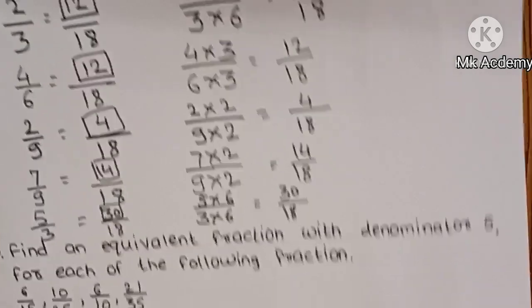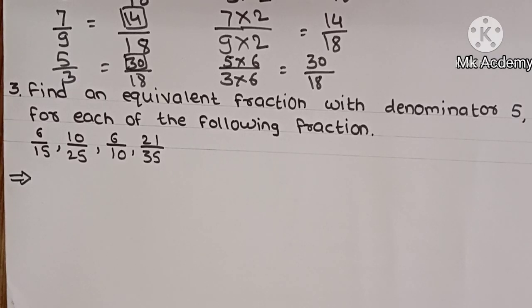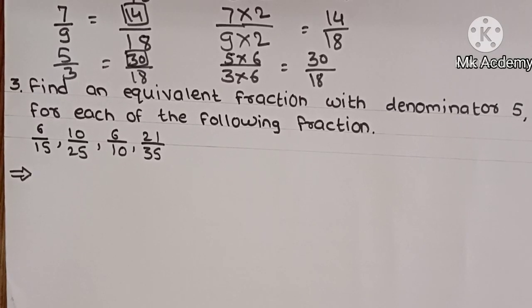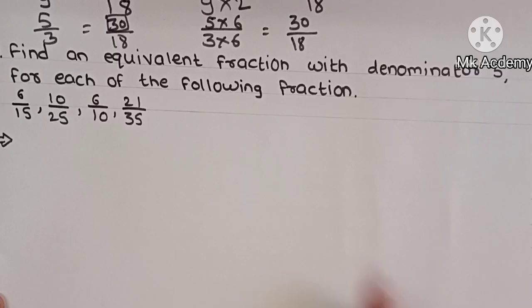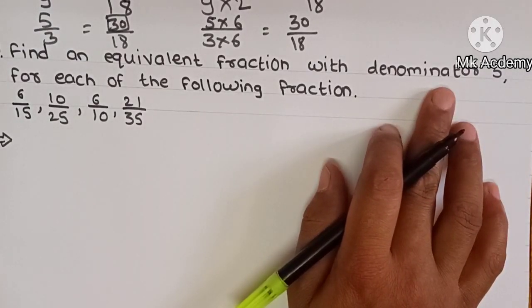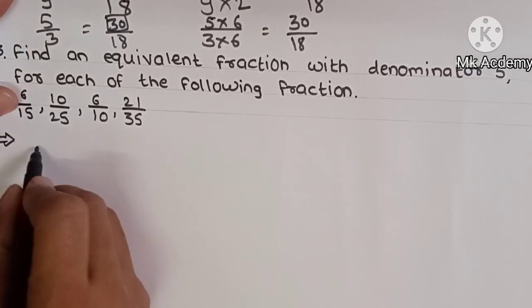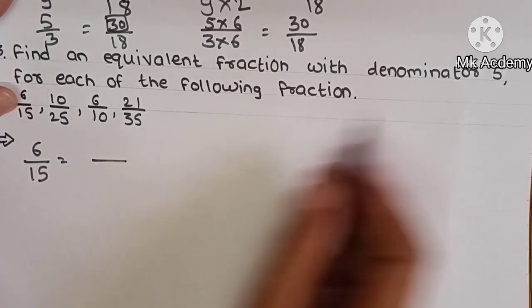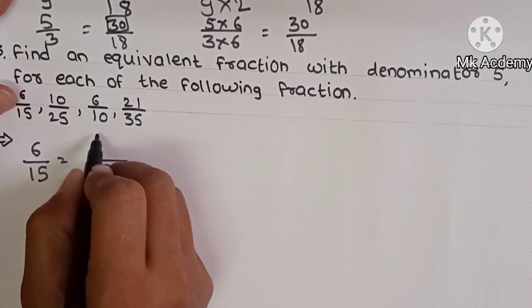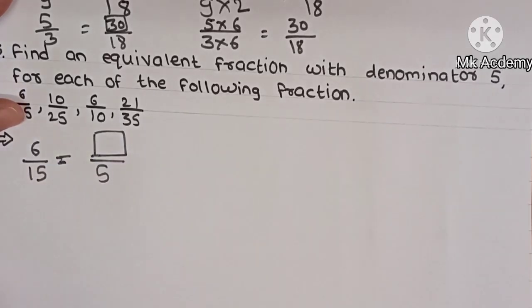Now question number 3. Find an equivalent fraction with denominator 5 for each of the following fractions. Now we are given the fractions and we have to find the equivalent fraction with denominator 5. First fraction is 6 upon 15 and the denominator is 5, and we have to calculate the equivalent fraction or numerator.